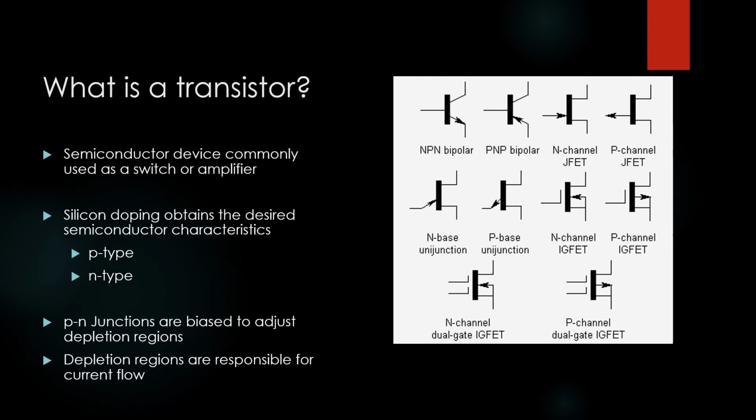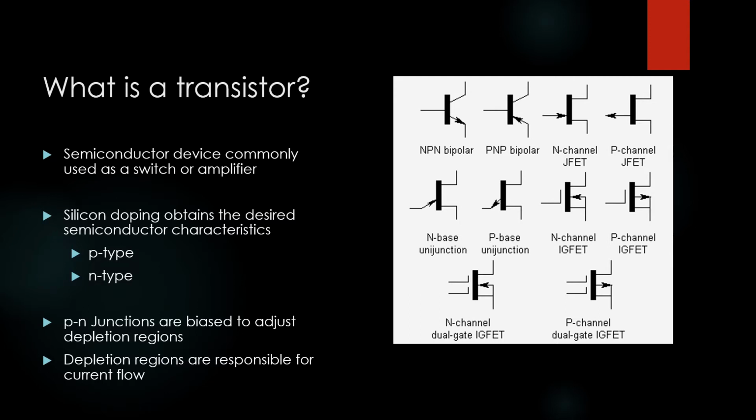We'll start by discussing what a transistor is in general. They're semiconductor devices with a variety of applications. Most basically, they're used as an amplifier or switch within a circuit. How they function is based on the characteristics of the silicon on which the transistors are fabricated.